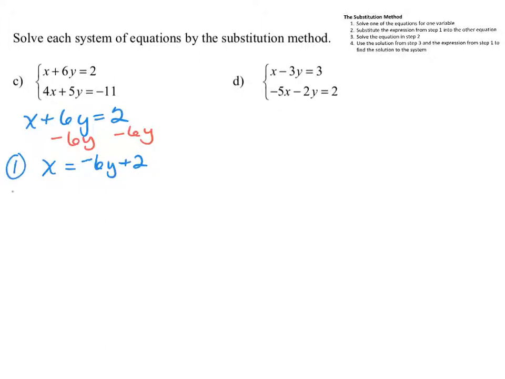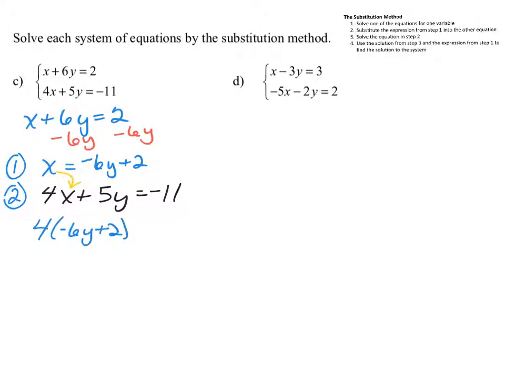Now step number 2 is to take our answer from step 1 and plug it into the other equation. The other equation is 4x plus 5y is equal to negative 11, and we take the expression that x is equal to negative 6y plus 2, plug it into the x in the second equation. When we do that, we get 4 times negative 6y plus 2 plus 5y equals a negative 11.